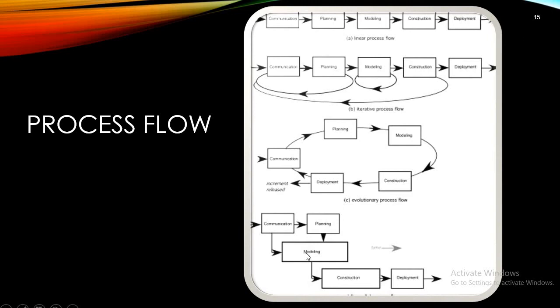And the final one is parallel process flow, which executes one or more activities in parallel. From communication, it goes to planning and to modeling too. Here it executes one or more activities in parallel with other activities. So this is called parallel process flow.